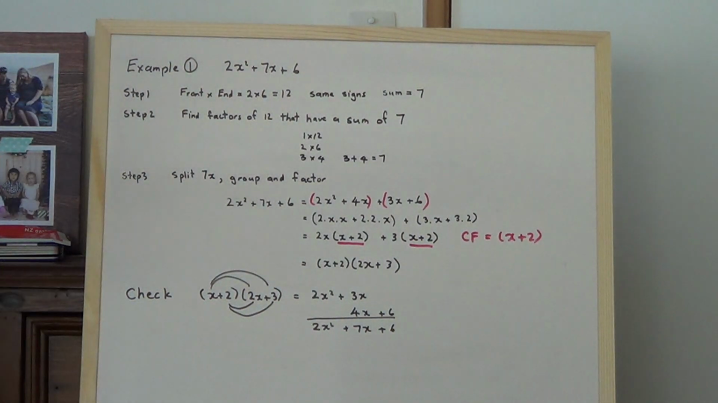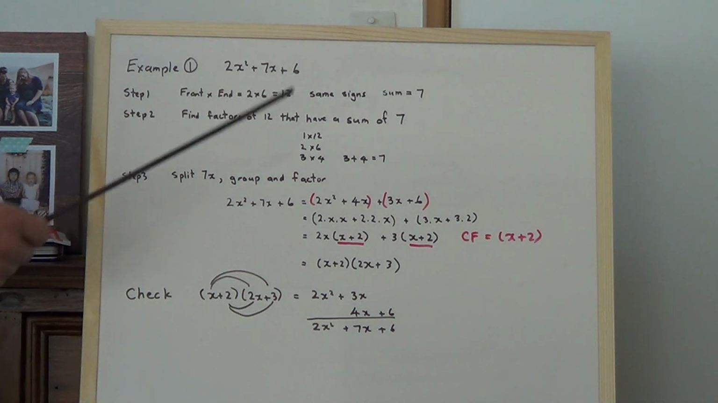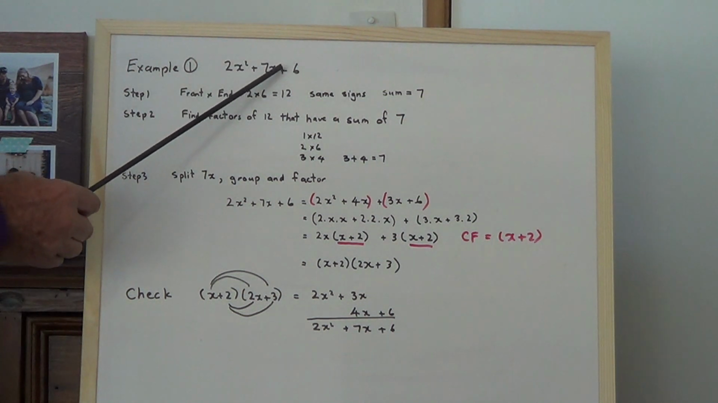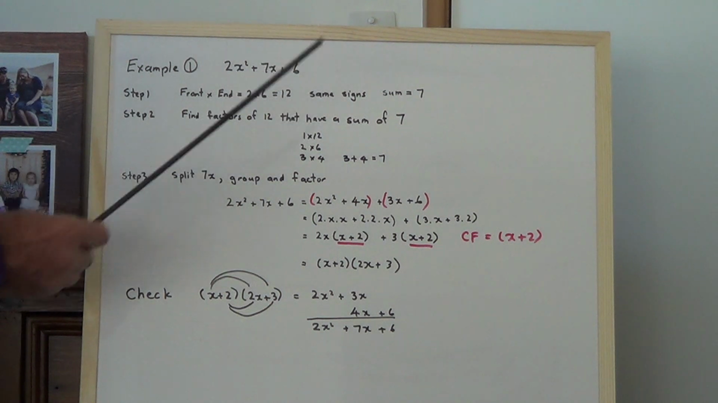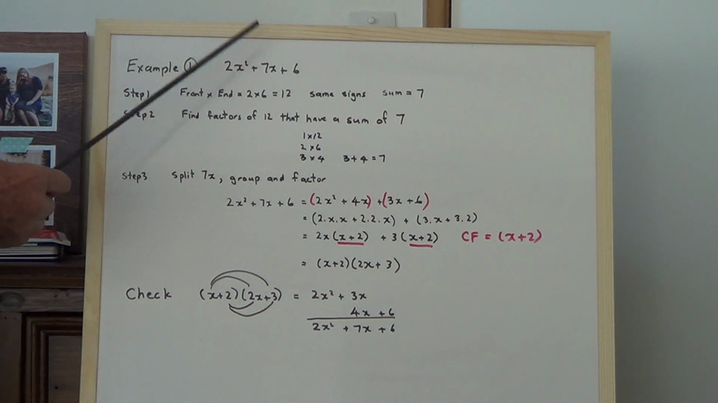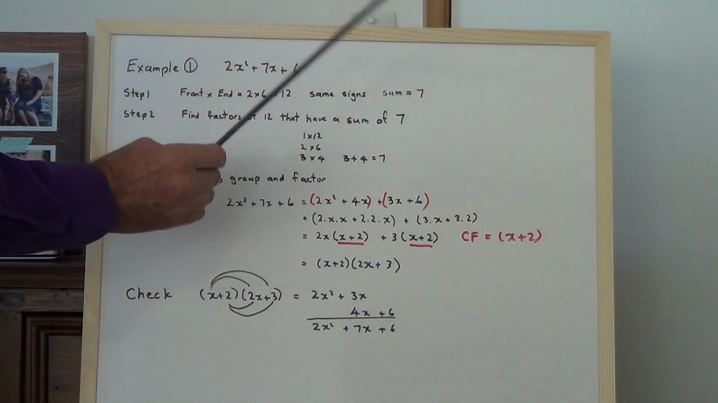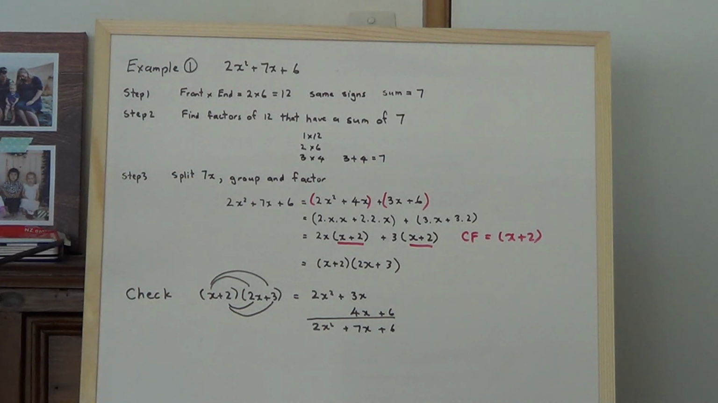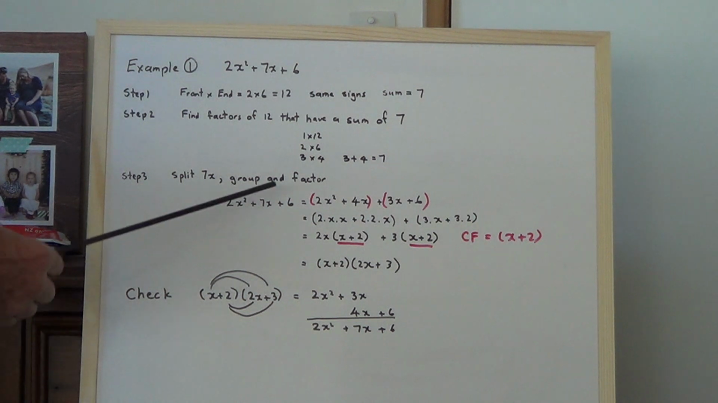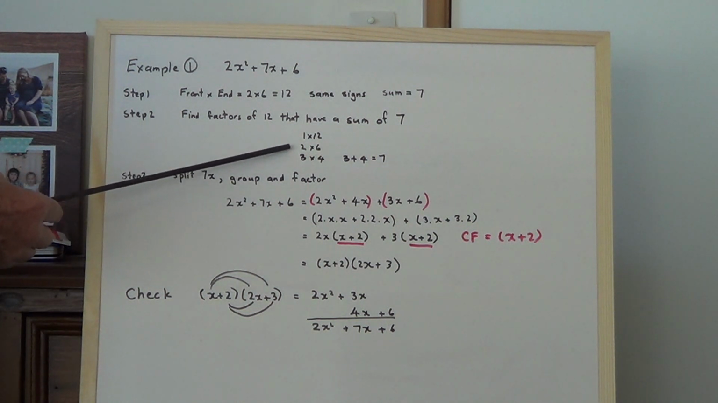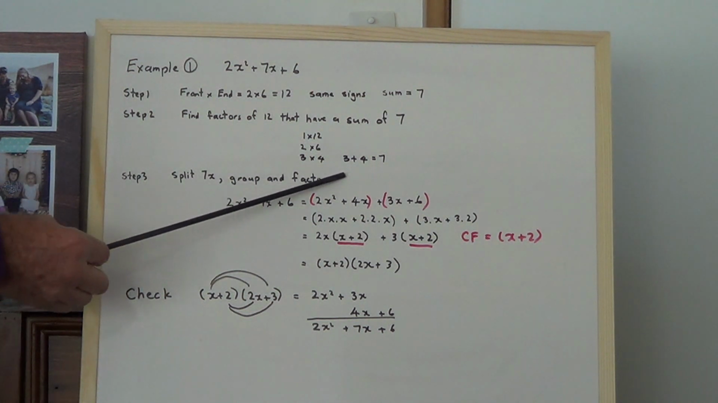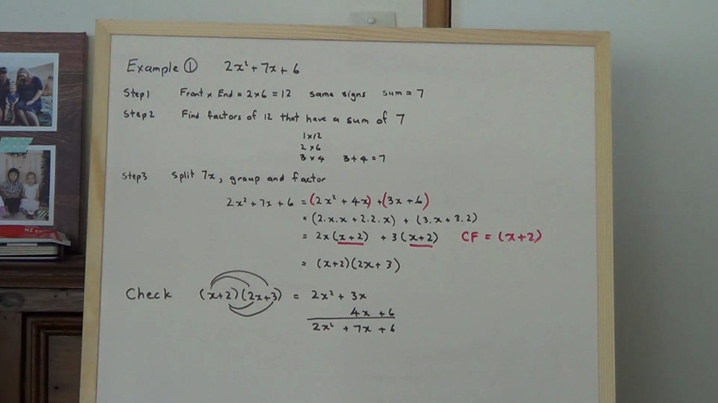Okay, first example, 2x squared plus 7x plus 6. Now we multiply the front, which is 2, by the end, which is 6, and we get 12. Now because that's a positive, they'll be the same sign, and they'll both be positive because it's positive in the middle, and the sum has to be 7. Right, find the factors of 12 that have a sum of 7. Put down the factors of 12, 1 and 12, 2 and 6, 3 and 4, and 3 plus 4 is 7, so we're going to deal with 3 and 4.